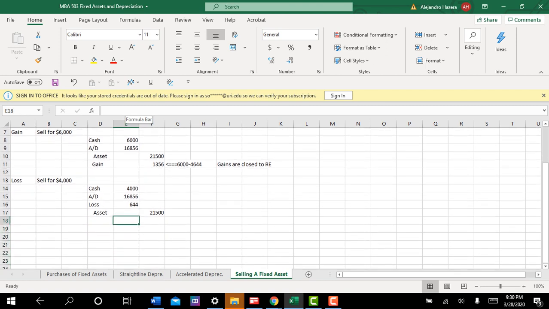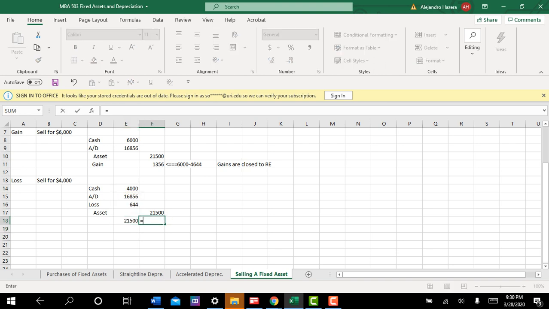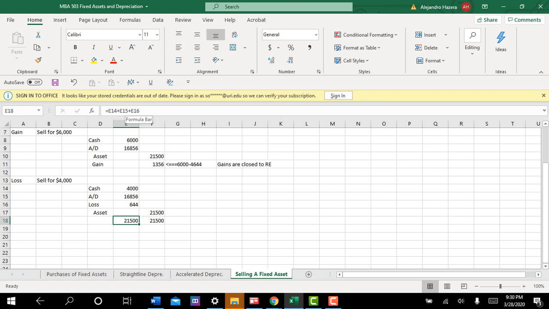And I just want to make sure that I've got the numbers right, so I'm going to total these things up to make sure that my debits and credits equal. Okay, 21.5 and obviously 21.5, so my debits and credits do equal. I'll take that out so that people don't think they need to do that step. Okay, and the loss is equal to the 46.44 minus $4,000 cash. So it's the net book value less the cash.